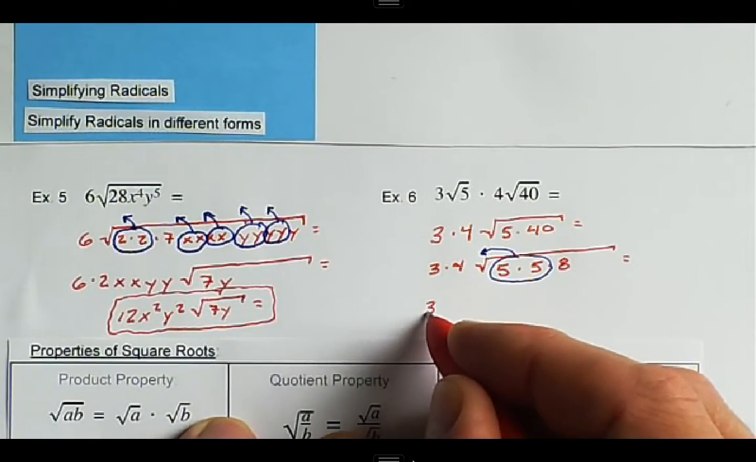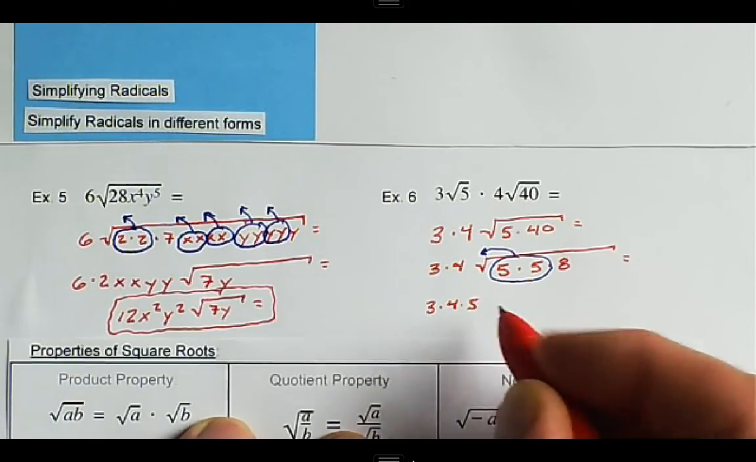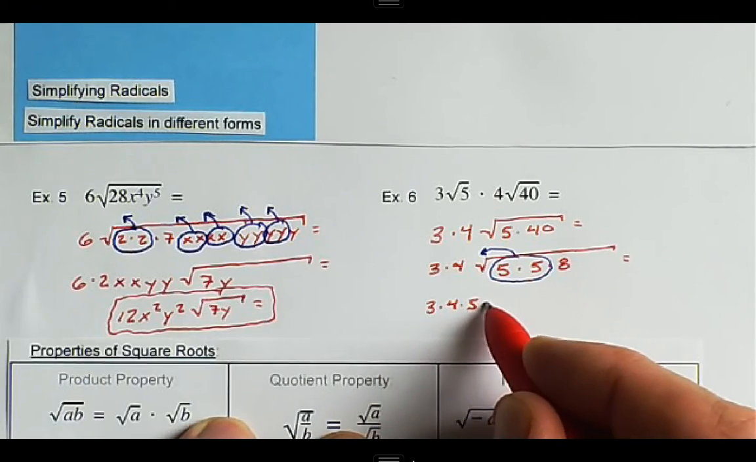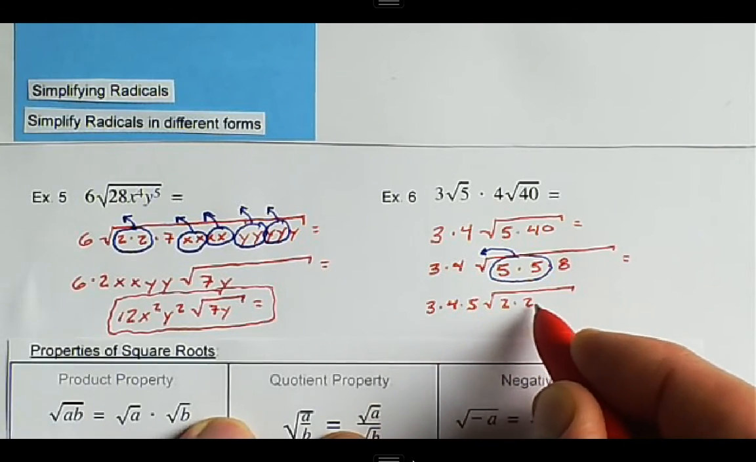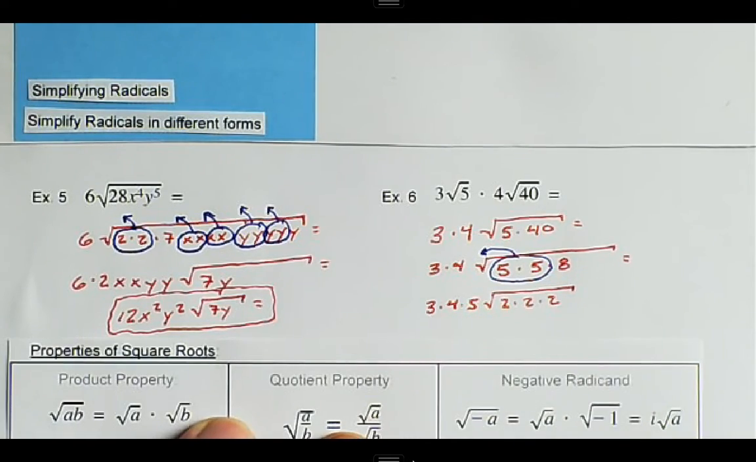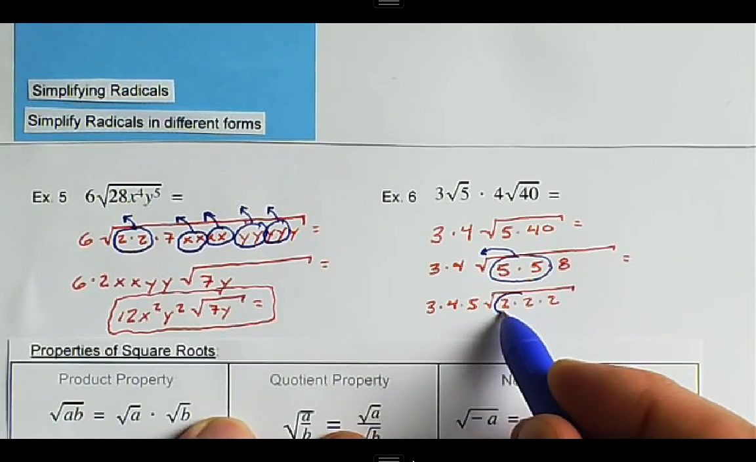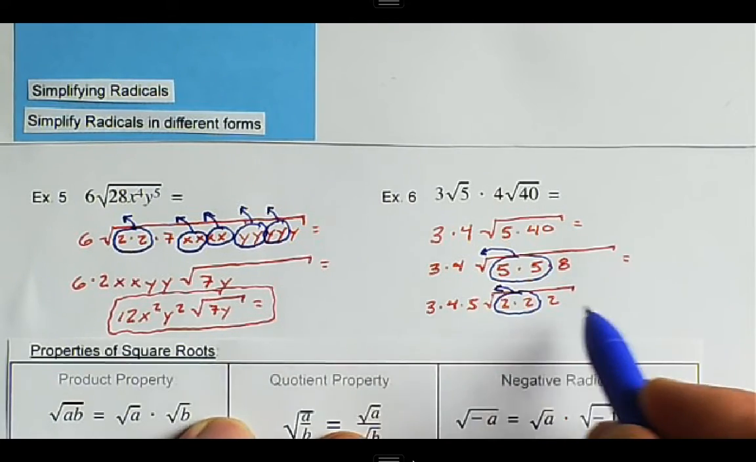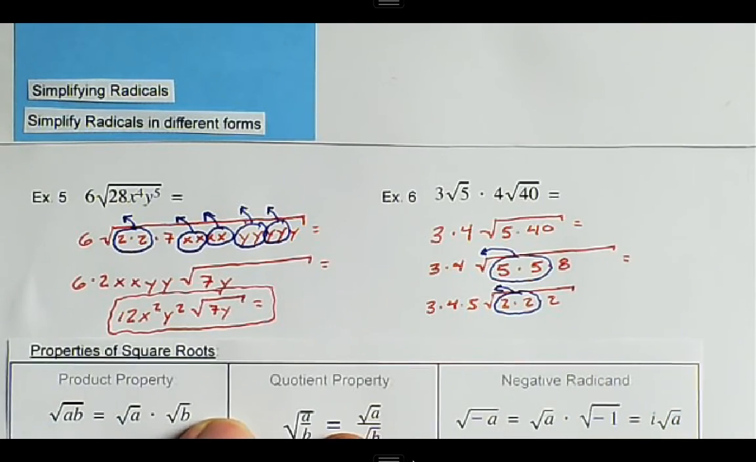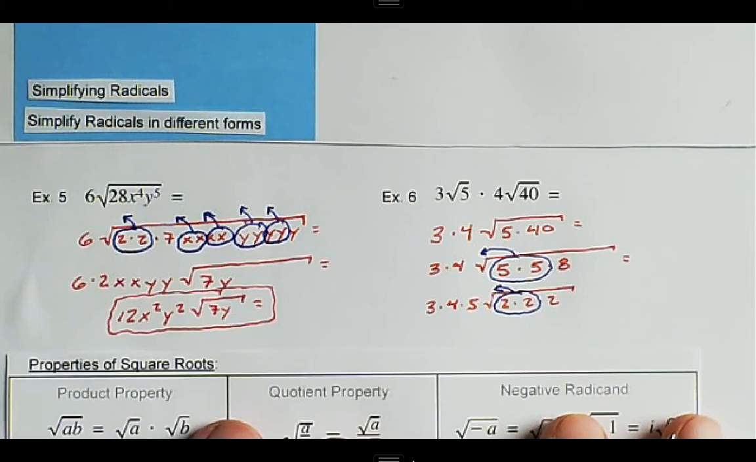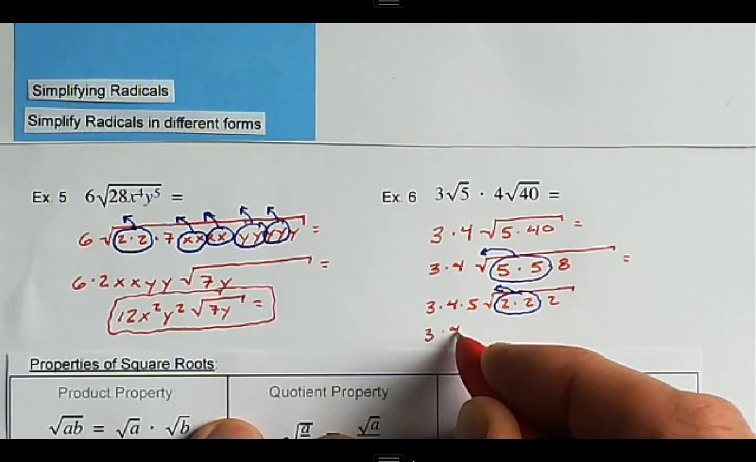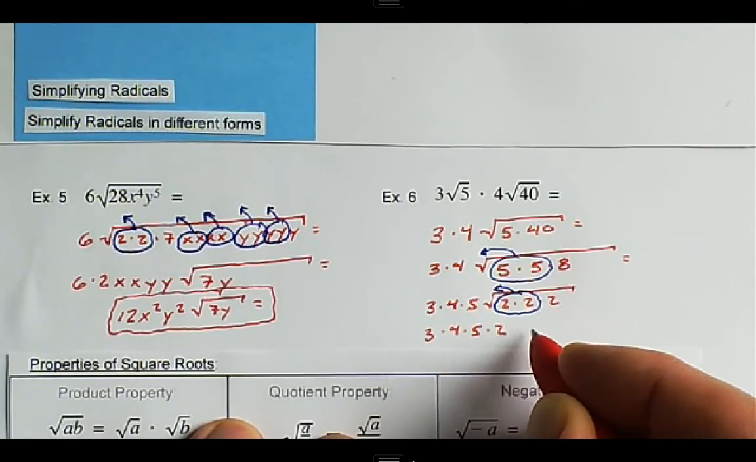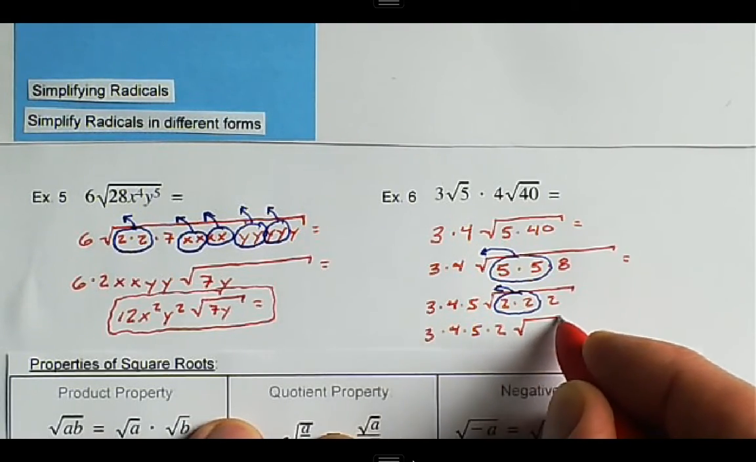So now we have 3 times 4 times 5, because we brought that 5 out. And then what can we break 8 down to? We can break 8 down to 2 times 2 times 2. So we have 2 2's that we can bring out, but there's nothing to pair with that last 2, so that has to stay in. And then we're going to be left with 3 times 4 times 5 times 2 multiplied by the square root of 2.